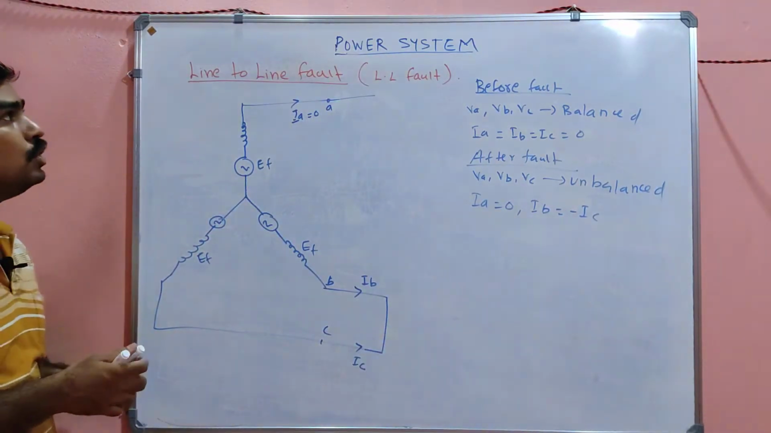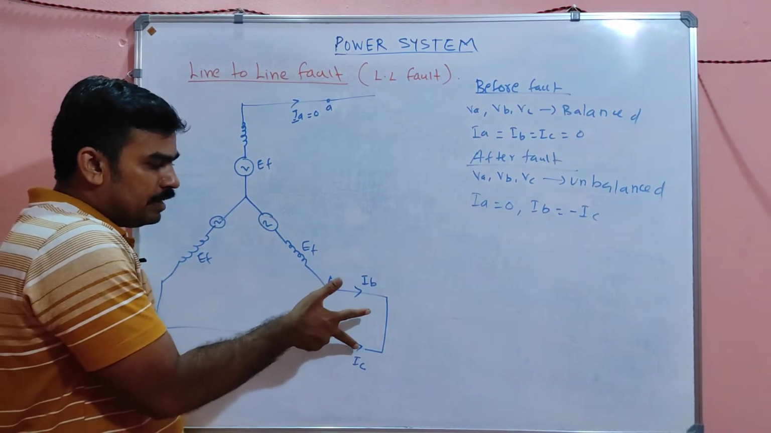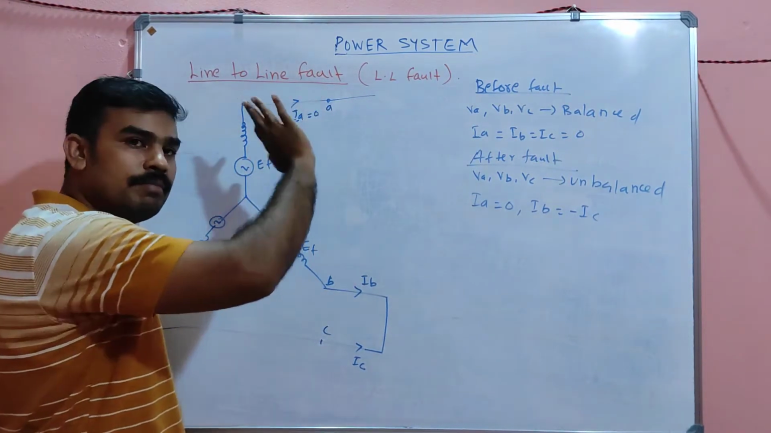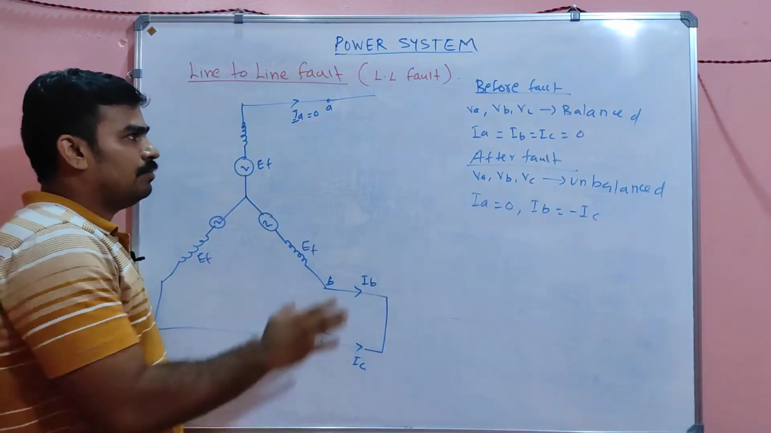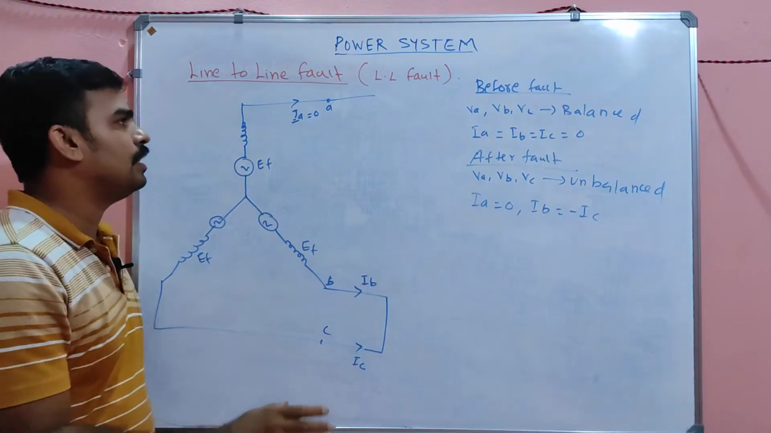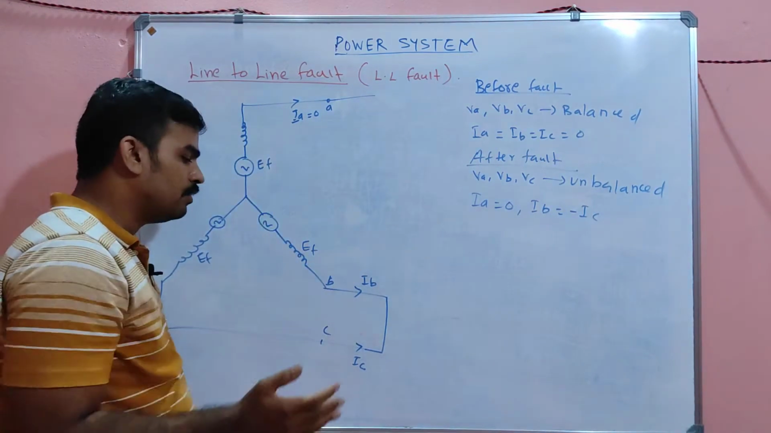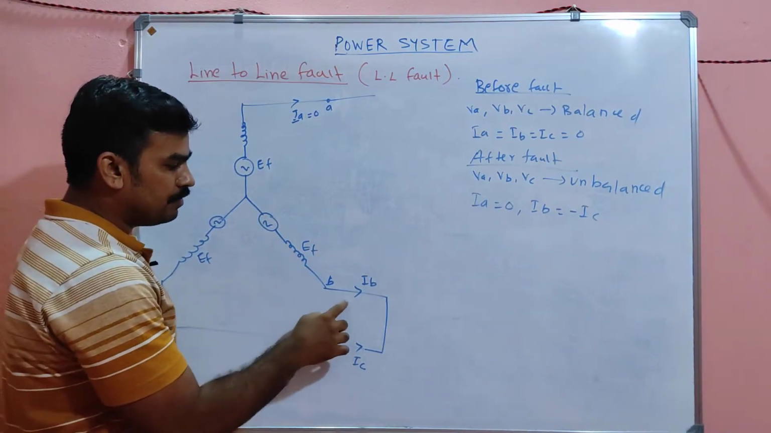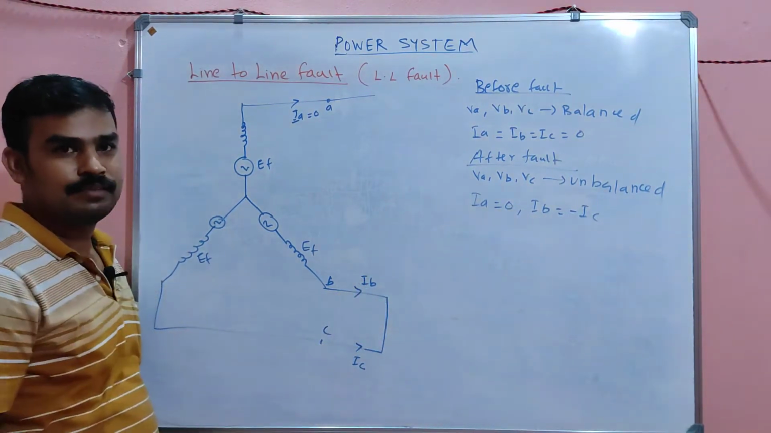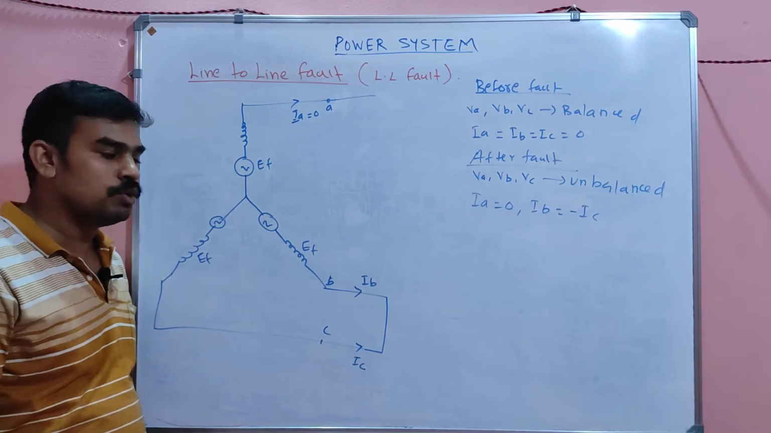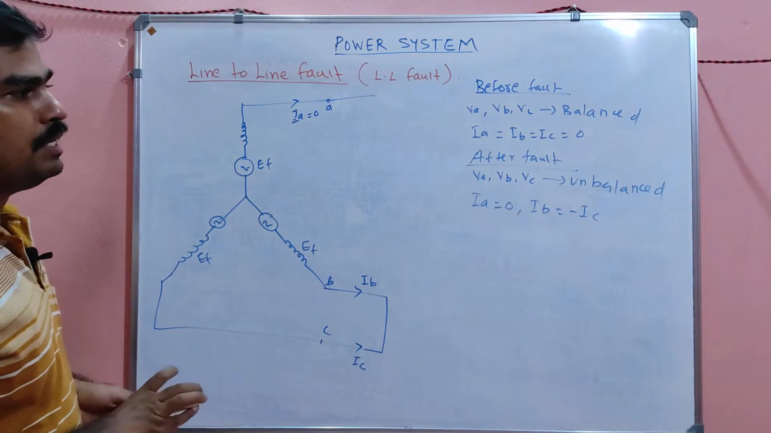What happens in a line to line fault is that phase B and C will come into contact. Phase A will remain as such. That means there will not be any current through phase A because the alternator is not loaded. We assumed the alternator is not loaded at all. So the current before fault IA is equal to 0, and IB is nothing but this fault current, and IC is nothing but this current. These are equal and opposite, right? So I can say that IB equal to minus IC.